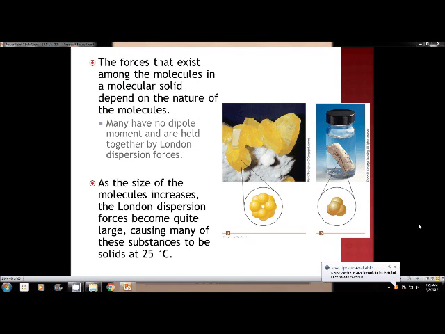So, in the picture, we have sulfur crystals in the left picture, A, that have 8 sulfur atoms bonded together, as shown in the blown up picture of the molecule. And B is a picture of white phosphorus, which has 4 phosphorus atoms making up 1 molecule. It's so reactive with oxygen that it has to be stored underwater, but it doesn't react with the water. So those are 2 examples of molecular solids.